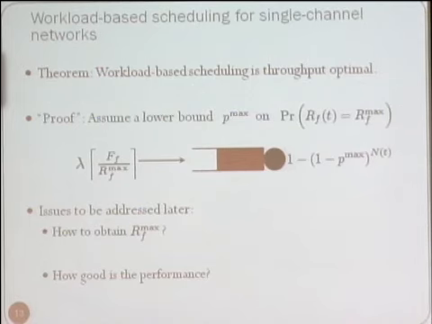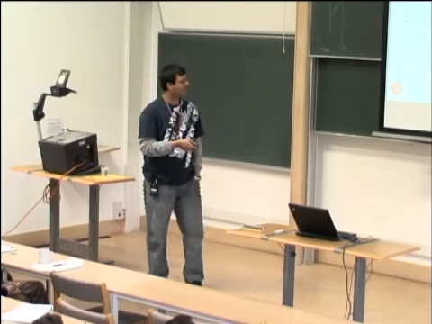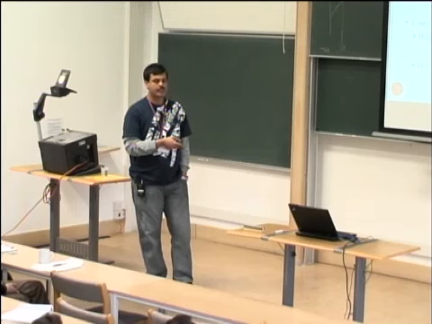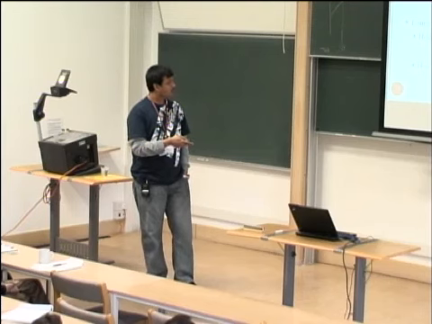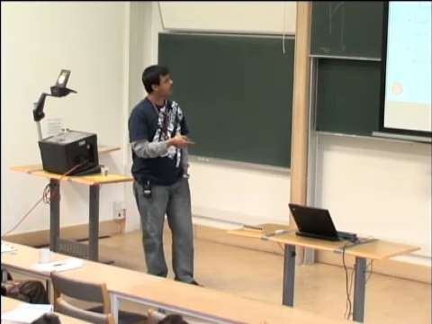So clearly there are issues with this simple algorithm, because how do you obtain the maximum rate? How do you obtain this R F max? You don't know this R F max, so how do you know this? Also, how good is the performance of this algorithm compared to the max weight algorithm, for example? And we will address these issues later.